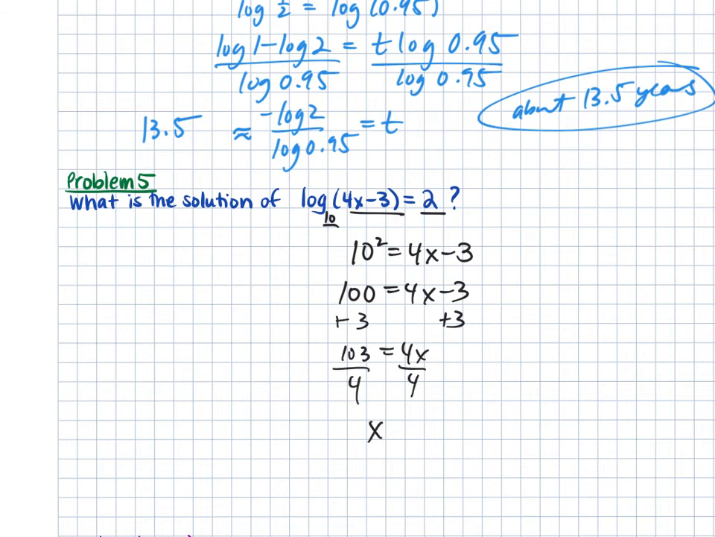So x equals 103 divided by 4. So once you rewrite it like that, x equals 25.75. And then just check this. Times 4 minus 3 is 100. Log of 100 equals 2. So just do a little check on that.